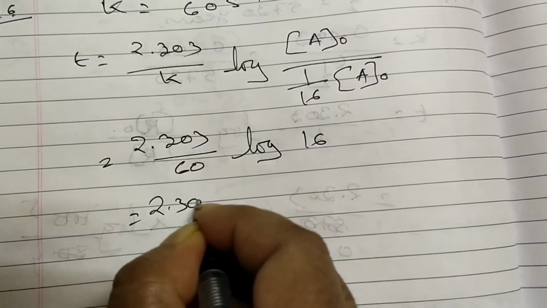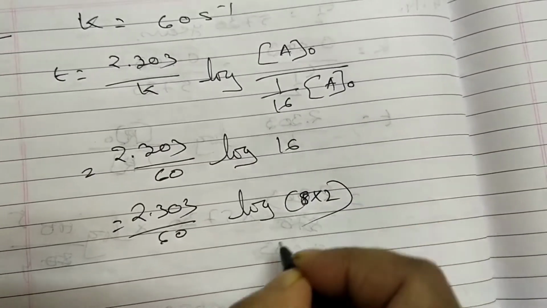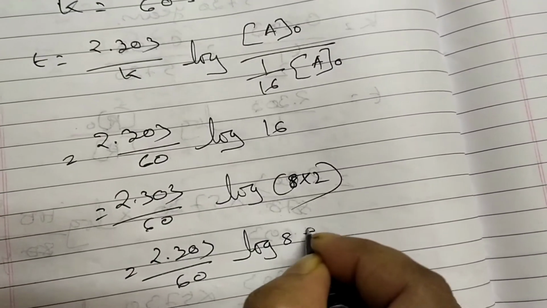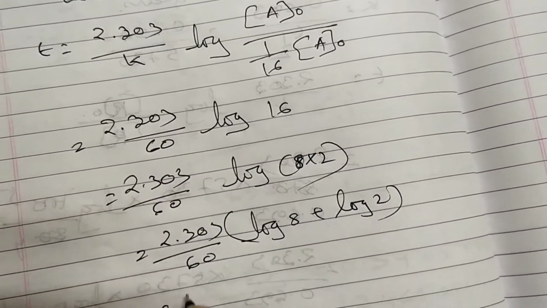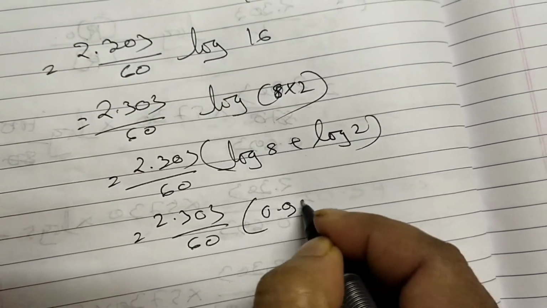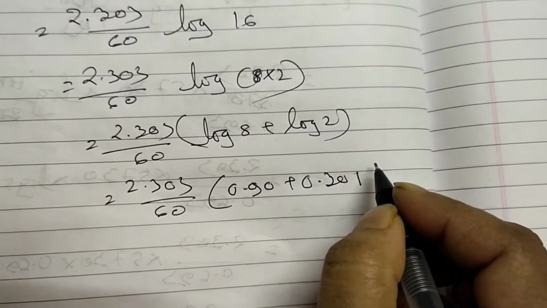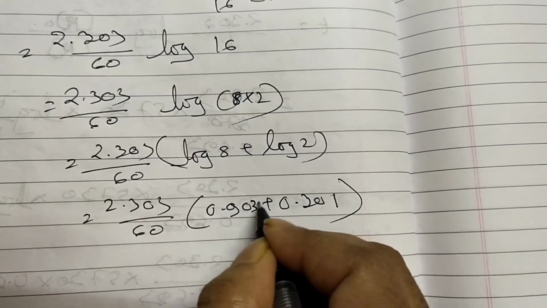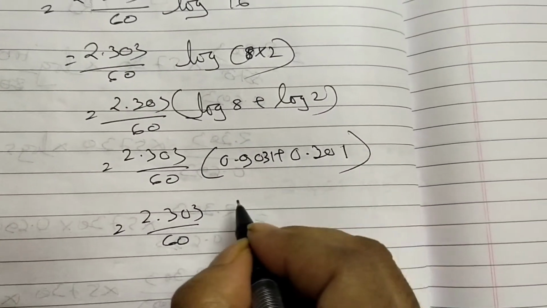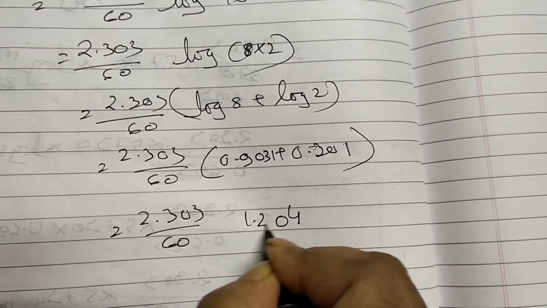So let us find out the value of log 16 here. That is log 8 into 2, right? So it is 2.303 by 60 times log 8 plus log 2. What is the value of log 8? 0.903, and log 2 is 0.301, so it is 1.204 actually. So what is coming now: 2.303 by 60 into 1.204.